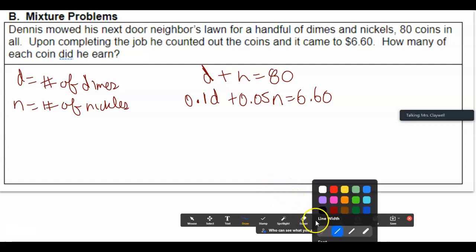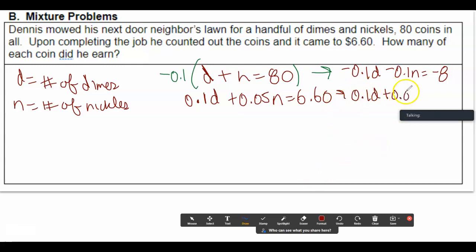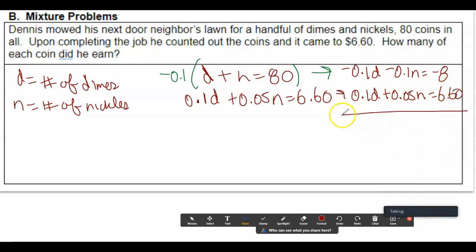We can use elimination or substitution. I'm going to do elimination. I'm going to multiply everything here by negative 0.1, and that makes this become, and then we can add down. So now I have 0 dimes.